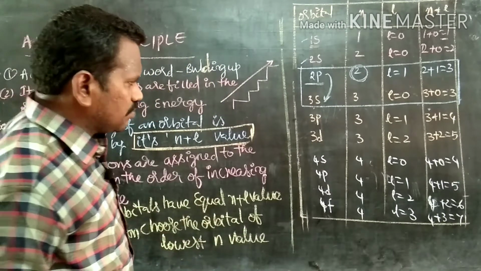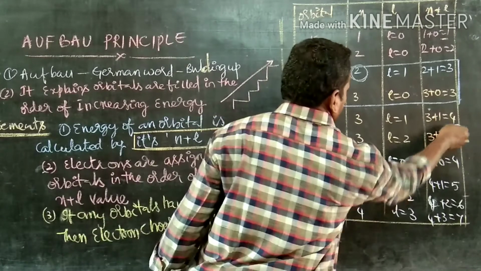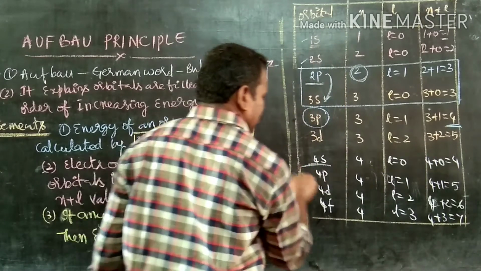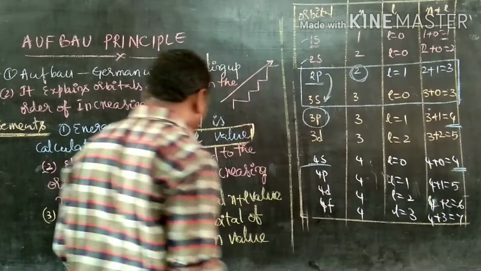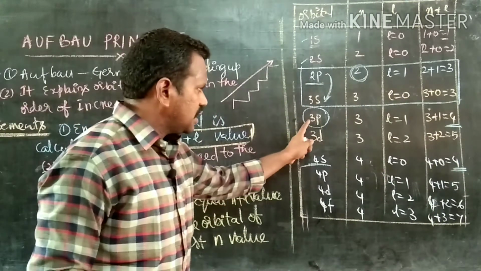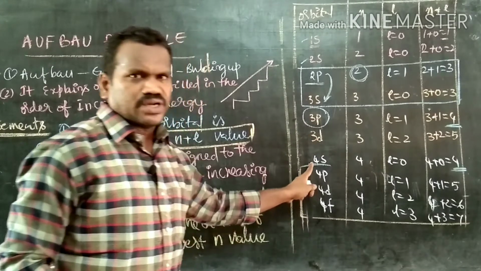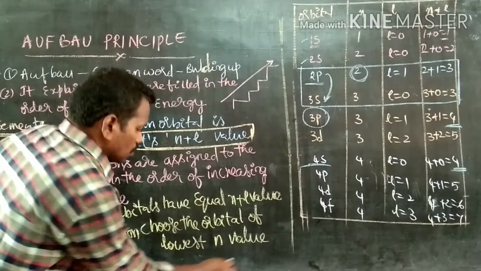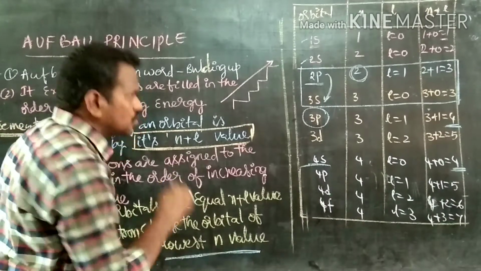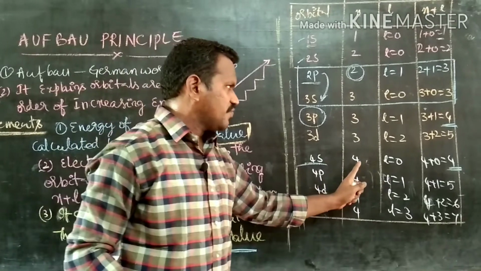Now let us take one more example here. 3p: the energy of 3p is 4. The energy of 4s is also 4. According to statement 3, the first electron should enter into 3p. Then the electron enters into 4s. Why? Because the lowest n value is there for 3p and the next n value is there for 4s.